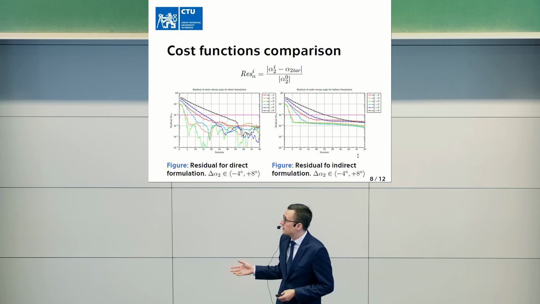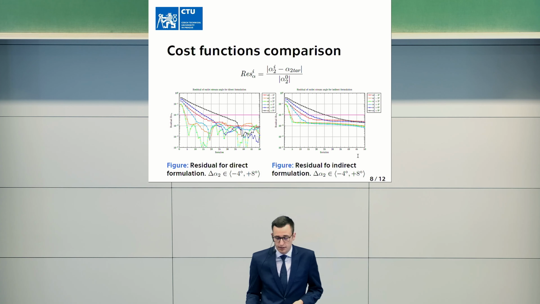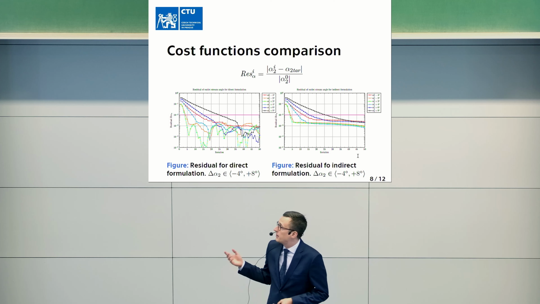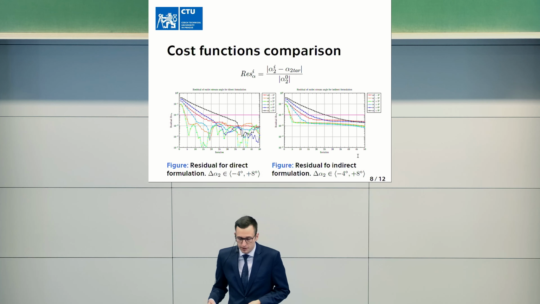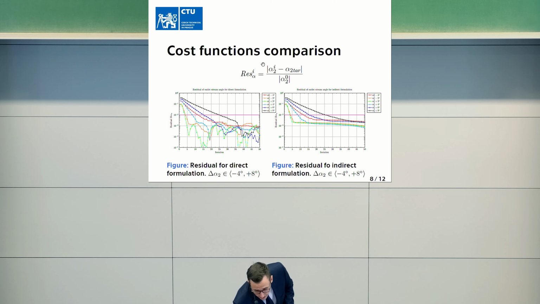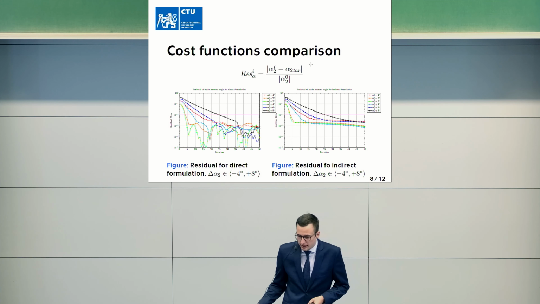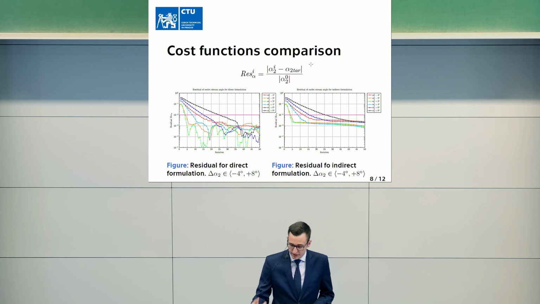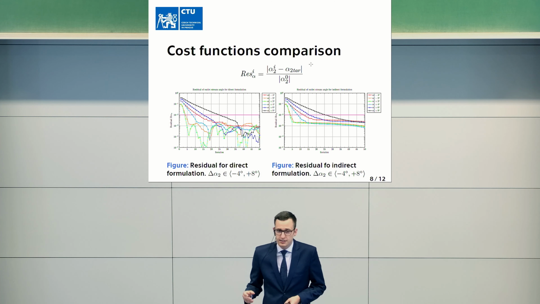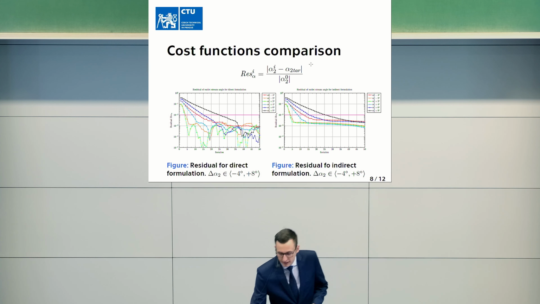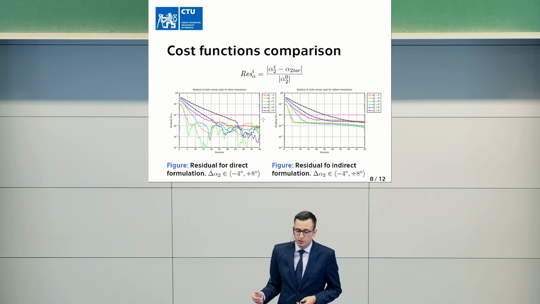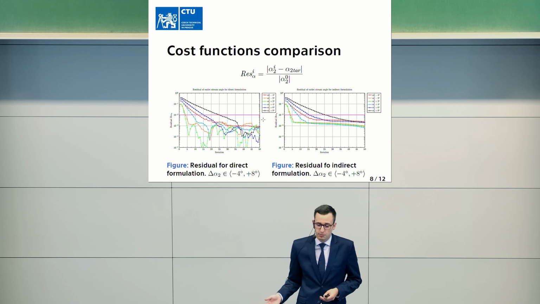All right, so finally some results. Here on this slide, you can see two plots of a so-called residual. It is basically just a relative difference between some target value of alpha2 and the alpha2 in some iteration i. On the left, we have the direct formulation, on the right, the indirect formulation. What is a very interesting result here is that the optimization algorithm needs exactly the same amount of iterations to converge to get under this pink line, which is 1% relative difference. It needs the same amount of iterations to converge for both direct and indirect formulation.